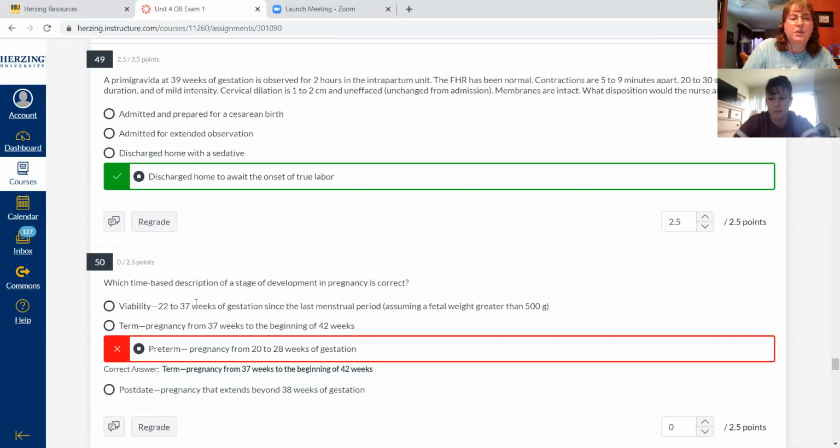All right, this one, which time-based description of a stage of development in pregnancy is correct? So it should have been term pregnancy. Anywhere from 37 to 42 weeks would be term. So even though 40 is your cutoff, if you go past that to 42, that's still term. You've cooked your baby as long as you possibly can. And a couple weeks before is still okay as well. I delivered my daughter 2 weeks early, and she was still considered term. Okay.